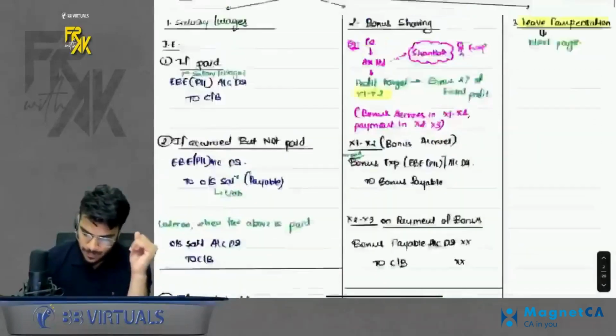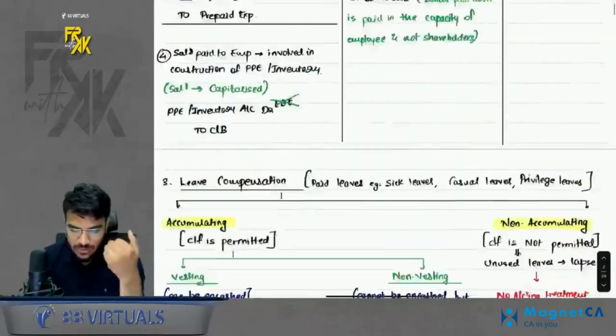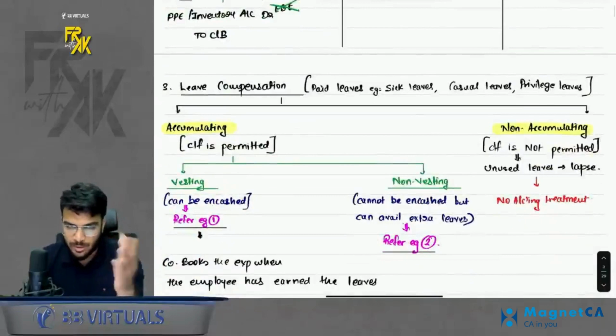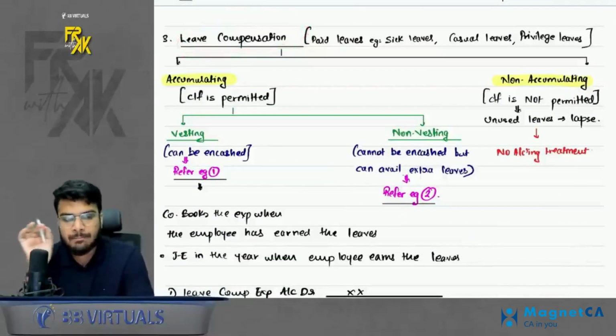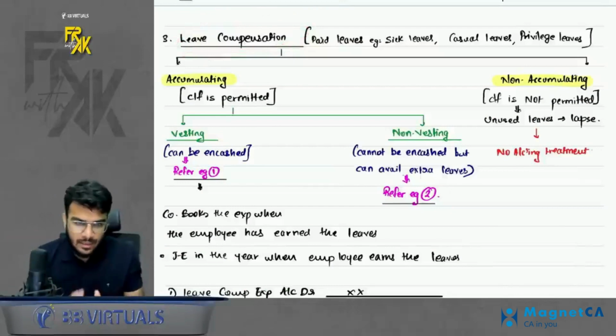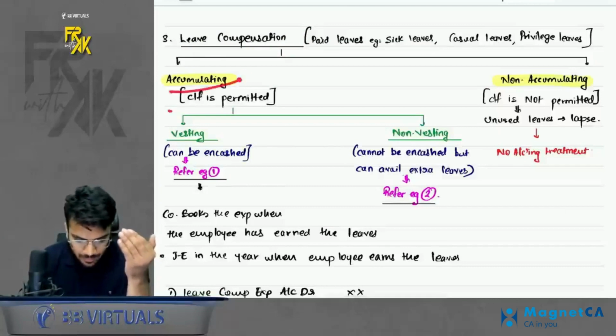Do remember. Okay, next part, leave compensation. I feel in short term employee benefit, this is the most important part. Do remember what is the meaning of this. Leave compensation means every employee earns certain number of leaves in the current year. These leaves can be of two types. One is accumulating, one is non-accumulating.